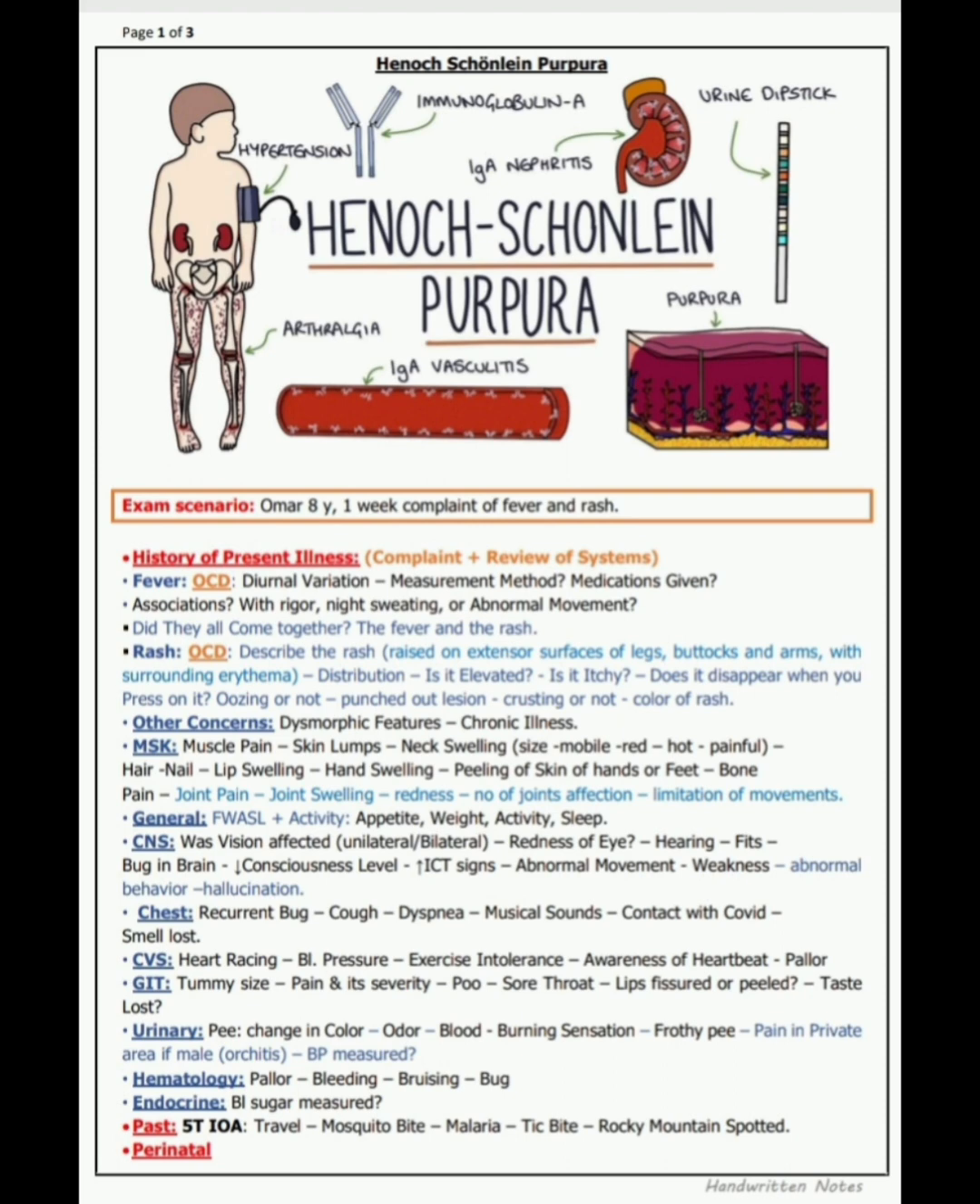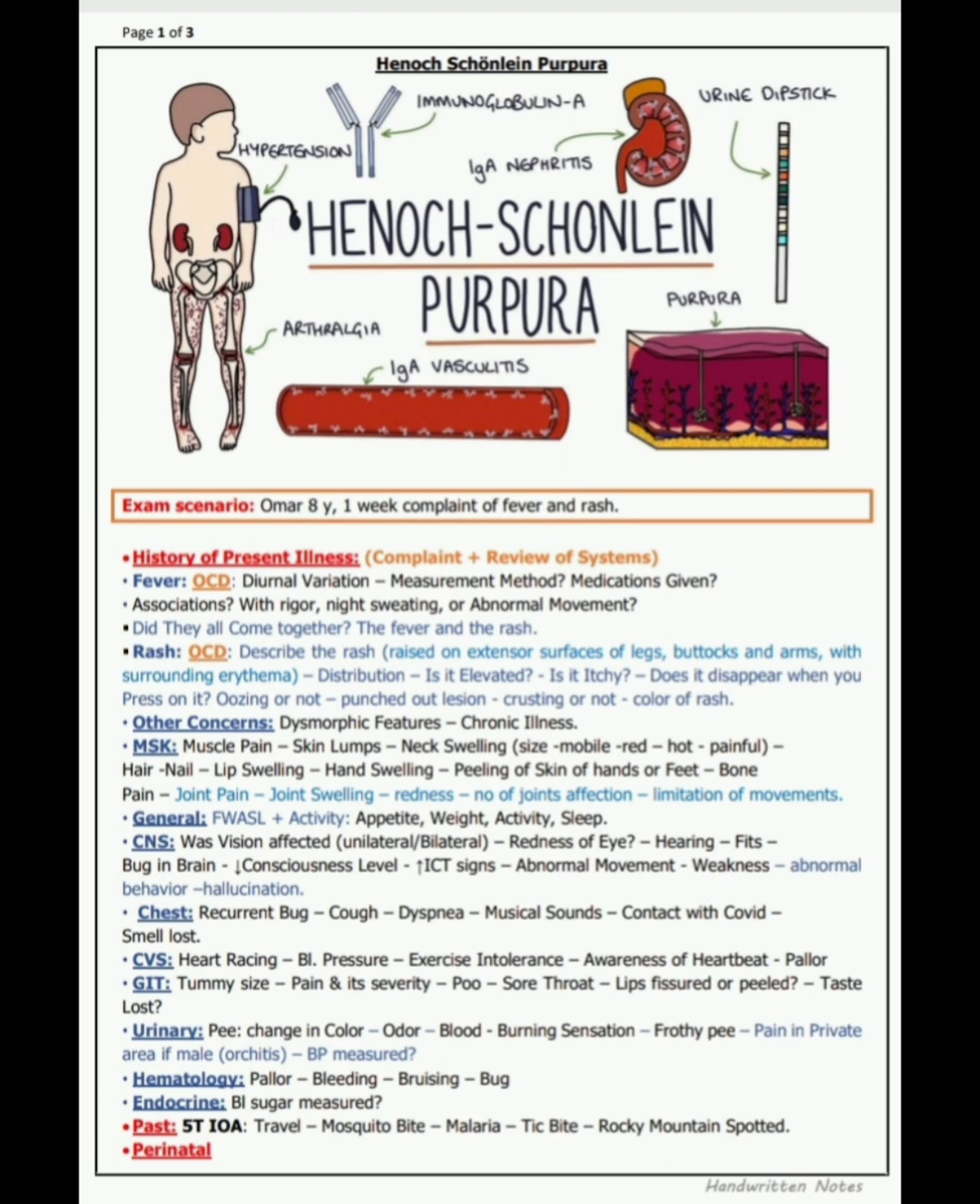This is very common in the exams. I just want to say it is an immunoglobulin A vasculitis. We know that it is an acute condition, and we do the investigation: urine dipstick. Features present: arthralgia, that is a limping complaint, purpura, rash. Rash distribution is very important. Kidney effect: immunoglobulin A nephritis, and hypertension.